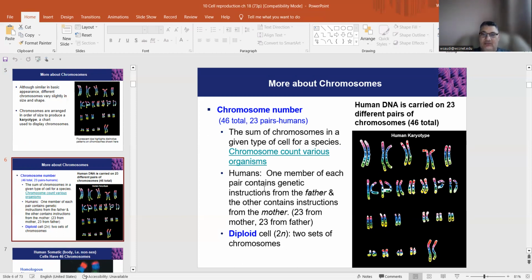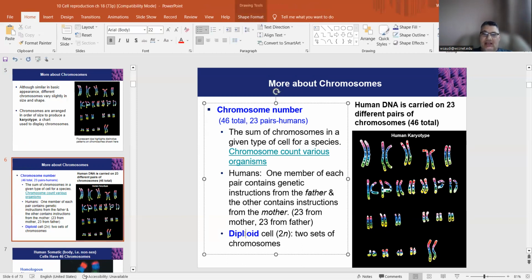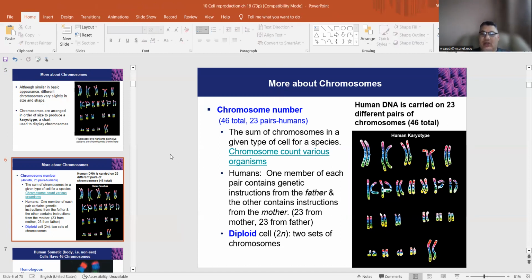Since it is pairs, we call that diploid. And diploid has the prefix di-, which is Greek or Latin for double, just to remember it. So diploid, double. It's double because it is a duplicate of each one of those. Like this is 1, 1, 2, 2, 3, 3. So we call that diploid. You have two of each of those. So you end up having 23 pairs, not singles. If you have 23 singles, we don't call it diploid.